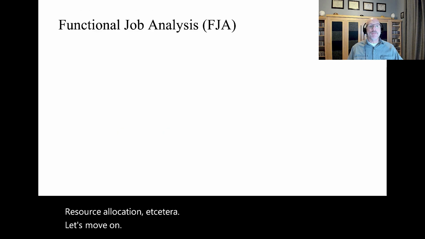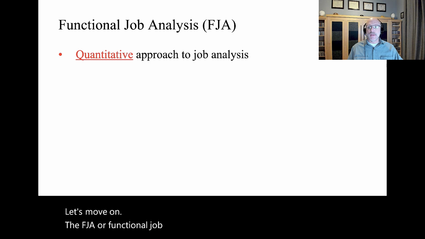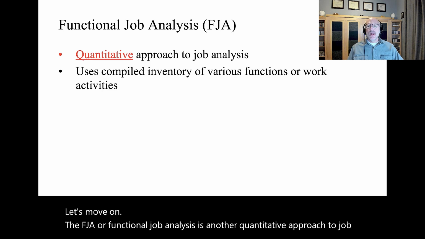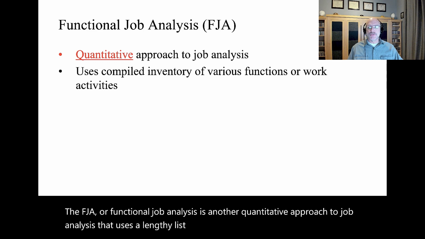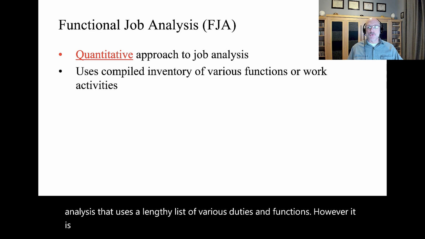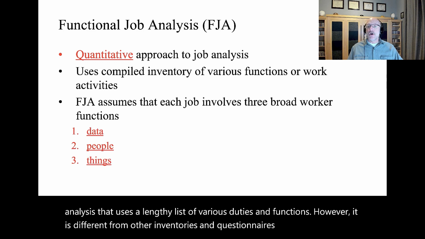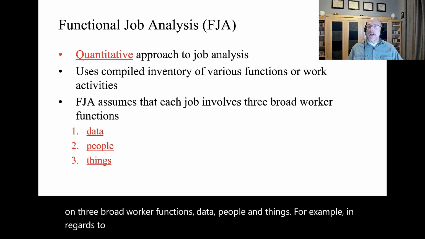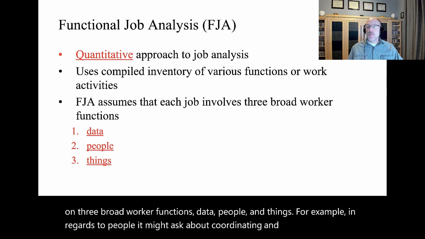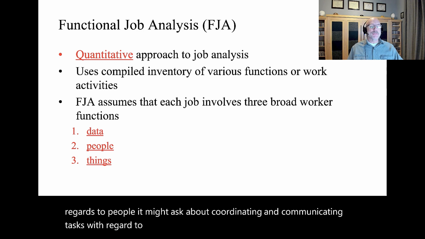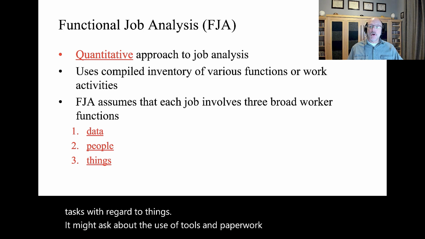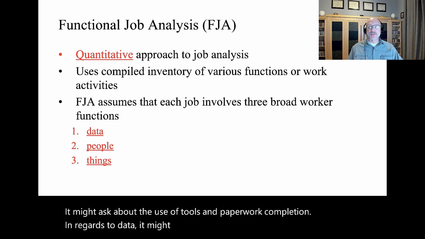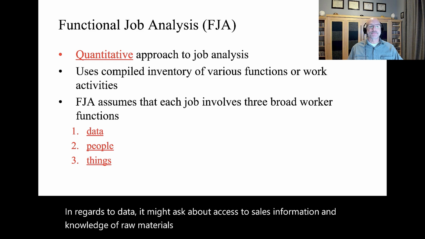The FJA, or functional job analysis, is another quantitative approach to job analysis that uses a lengthy list of various duties and functions. However, it is different from other inventories and questionnaires because it focuses on 3 broad worker functions: data, people, and things. For example, in regards to people, it might ask about coordinating and communicating tasks. With regard to things, it might ask about the use of tools and paperwork completion. In regards to data, it might ask about access to sales information and knowledge of raw materials prices. Let's move on.